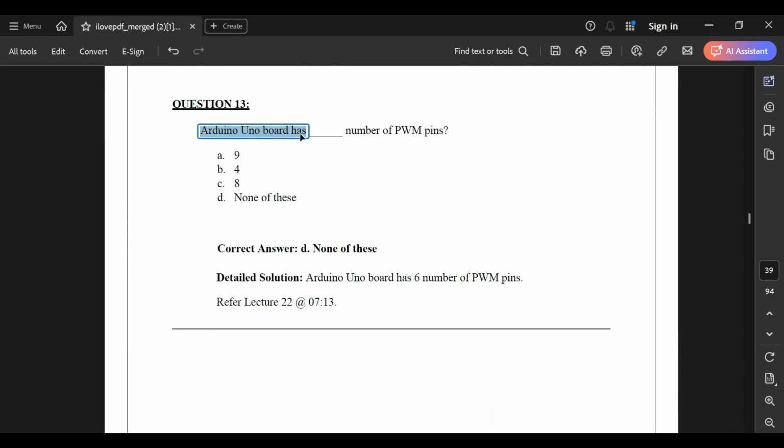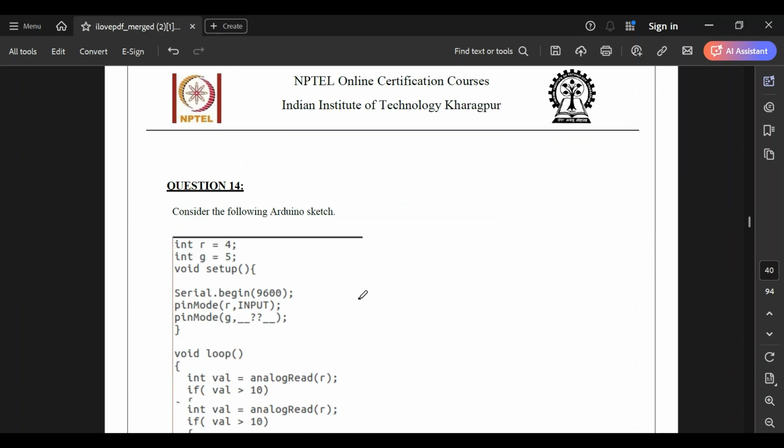Arduino Uno board has a number of PWM pins. That is, the Arduino board has 6 PWM pins. So none of this is correct. Moving to the next question.